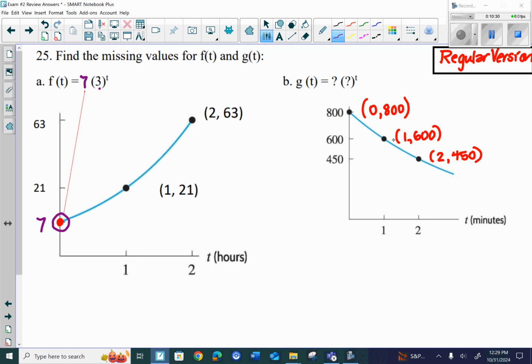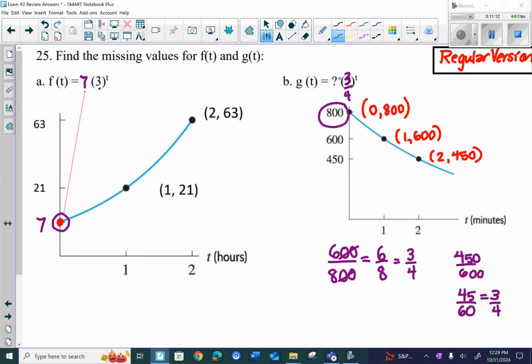In this particular problem, we see things going down. We can take the ratio for that growth factor. We take 600 over 800. We get 6/8, right? Which is 3/4. And that makes sense because b would be less than 1. We see a decreasing curve. And double checking, 450 over 600 would be 45 over 60. And that again, if we divide by 15, would give me 3/4. So that growth factor is 3/4. And here it's nice because 800 is seen there as the initial value. So 800 times 3/4 to the t. And letter A is 7 times 3 to the t.